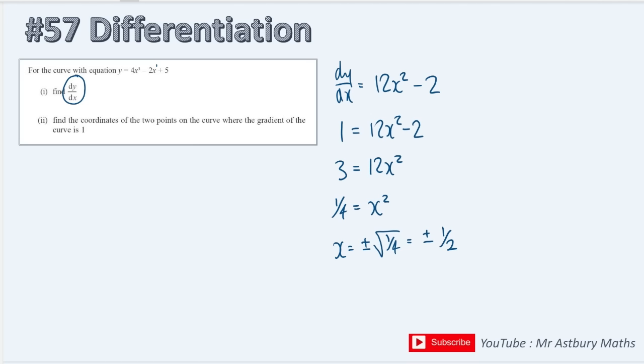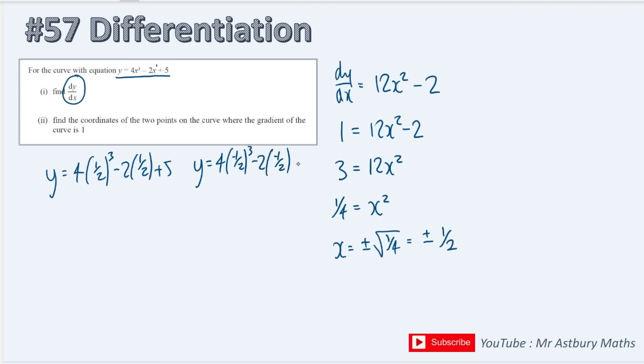But we're not done there, because it's asked us for the coordinates. So I'll need to substitute back into my original function to find the y values that correspond. So I'm going to write that y is equal to 4 (1/2) to the power of 3 minus 2 times 1/2 plus 5. And also y is equal to 4 (minus 1/2) to the power of 3 minus 2 (minus 1/2) plus 5. So we're going to get two values for y. That's going to give me 4.5 and 5.5.